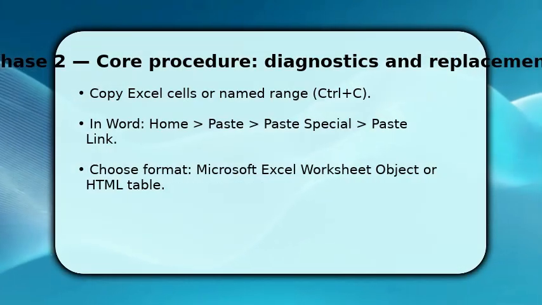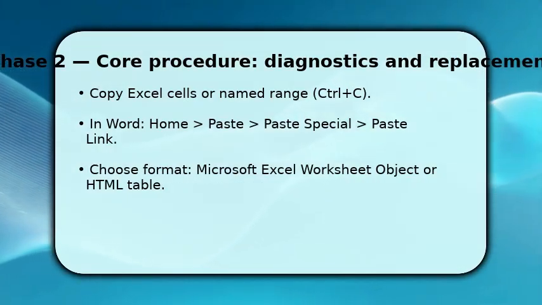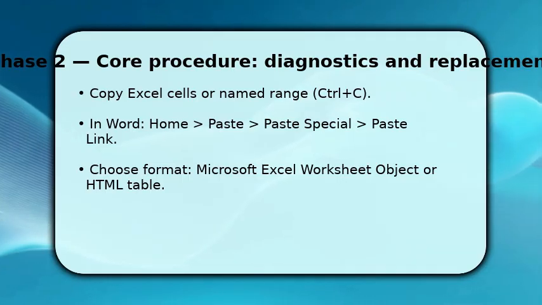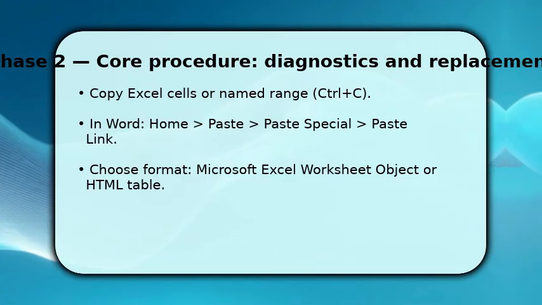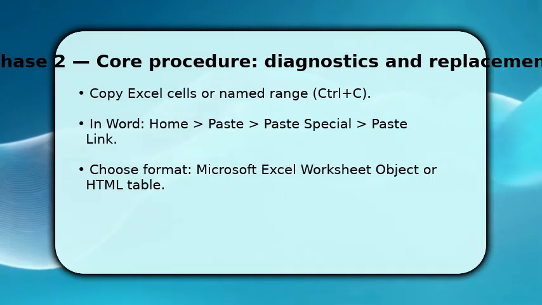Next, copy the Excel range and switch to Word to create a live link. Choose Home, Paste, then Paste Special and click Paste Link. Pick Microsoft Excel Worksheet Object to preserve formulas and layout, or HTML table for simple formatting. Once done, Word embeds a link field that points to the Excel file. This is why using a named range helps.